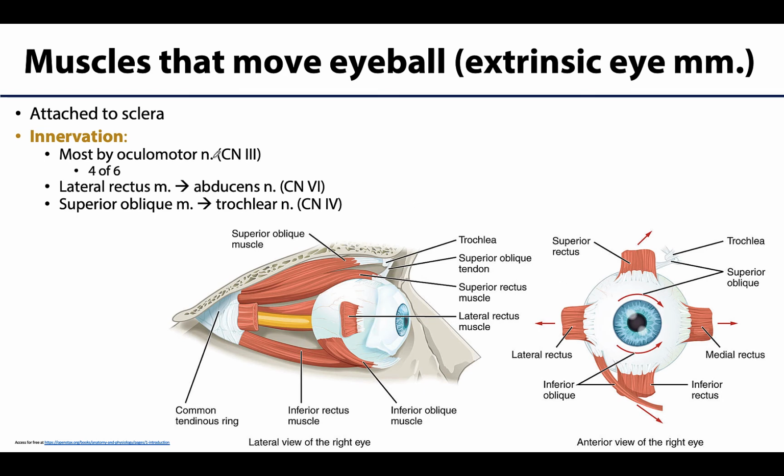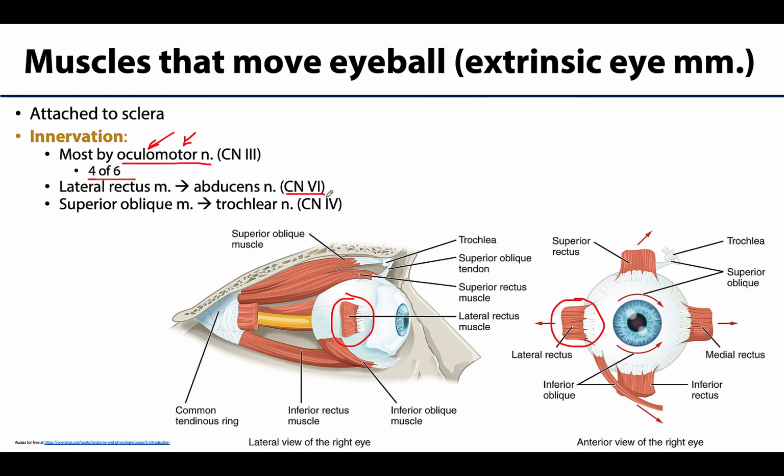Now, most of these muscles, 4 out of the 6, will be innervated by the oculomotor nerve or cranial nerve 3. So oculo, right in its name, should give you an indication, okay, I think we're talking eye, and motor should tell you, okay, I think we're talking about efferent or motor innervation, allowing for contraction. So 4 out of the 6 are going to be oculomotor, and we have 2 exceptions. We have the lateral rectus, which is on the lateral side of the eye, as its name would suggest, is going to be innervated by the abducens nerve or cranial nerve 6.